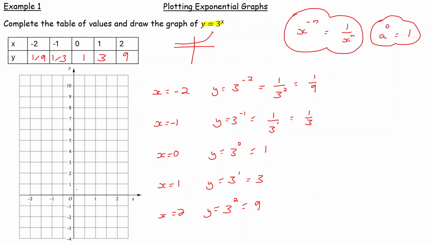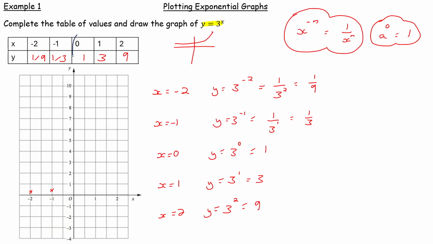So when x is equal to -2, y is equal to 1/9, which is a bit of an awkward one. We can't plot it exactly because our scale isn't going to be that accurate, but 1/9 is pretty small, so somewhere down here. When x is equal to -1, we get a third, a bit bigger, so something like that. This is a really, really important point. I'm going to highlight it in blue.